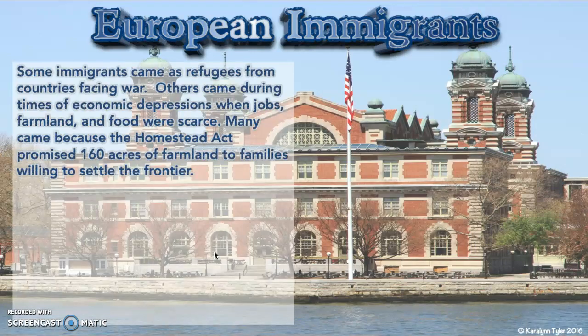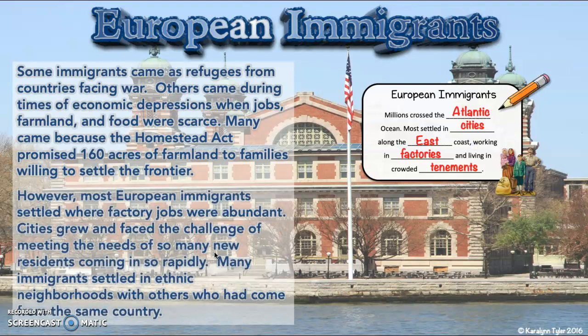Some immigrants came as refugees from countries facing war. Others came during times of economic depressions when jobs, farmland, and food were scarce. Many came because of the Homestead Act that we talked about in Notes 1, which promised 160 acres of farmland to families willing to settle the frontier. However, most European immigrants settled where the factory jobs were abundant. Cities grew and faced the challenge of meeting the needs of so many new residents coming in so rapidly.